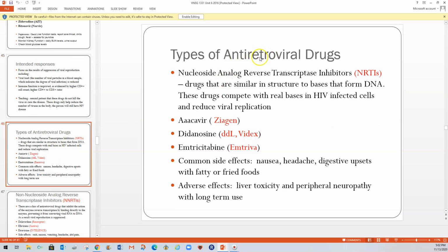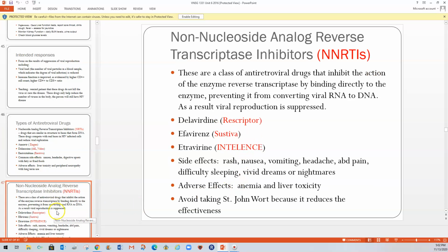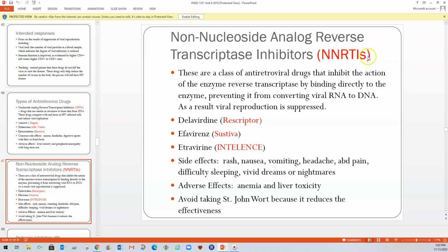Types of antiretroviral drugs are, I told you about the NRTIs, and that's Retrovir, Videx, Intelence. The NNRTIs, Rescriptor, Sustiva, and Intelence. This is interesting. Tell them not to take St. John's wort because it decreases the effectiveness.